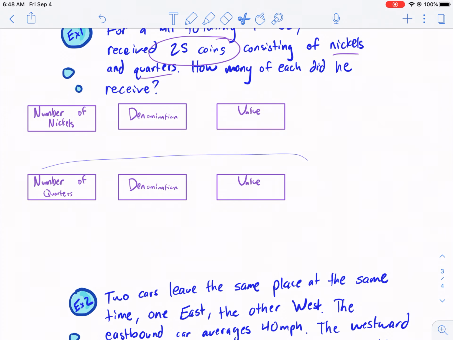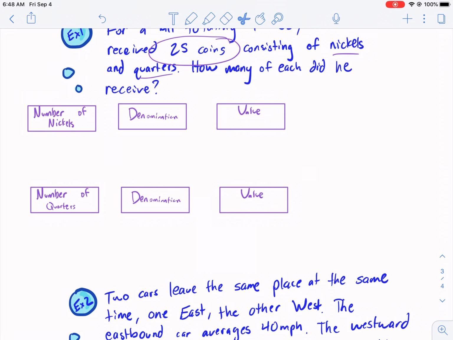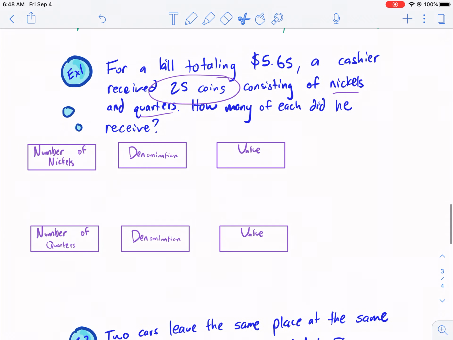Close enough. All right, so number of nickels. Now, what are the number of nickels that we have? Guess what? We don't know. We don't know the number of nickels because all we know is we have total coins 25. That's all we know. So how do we figure out the number of nickels that we have? Well, what else do we know?